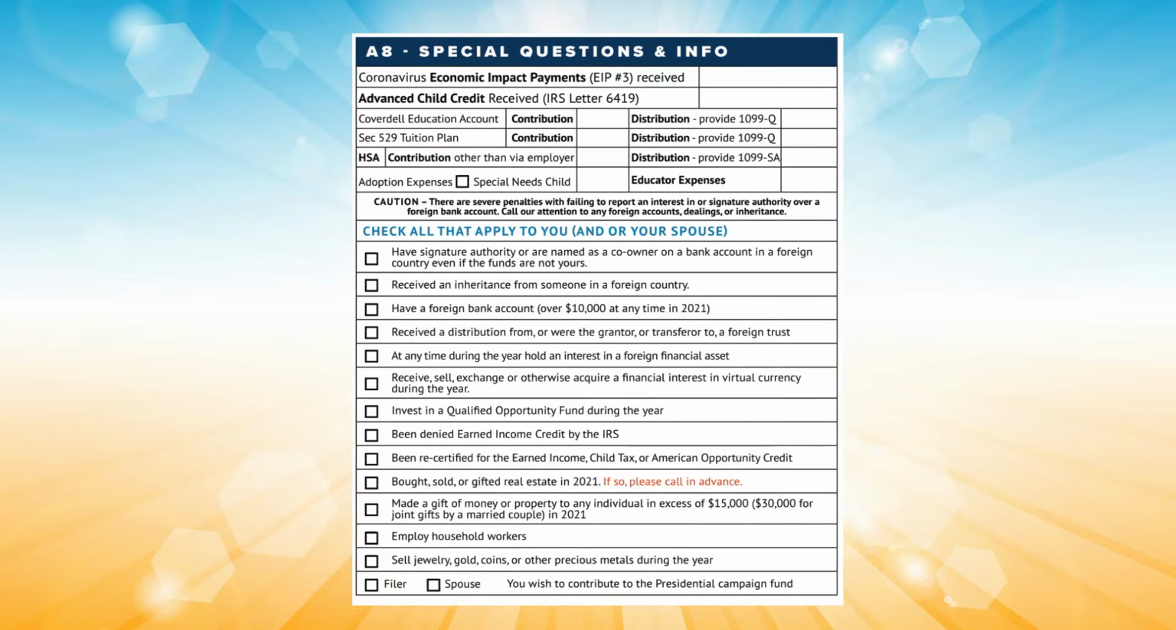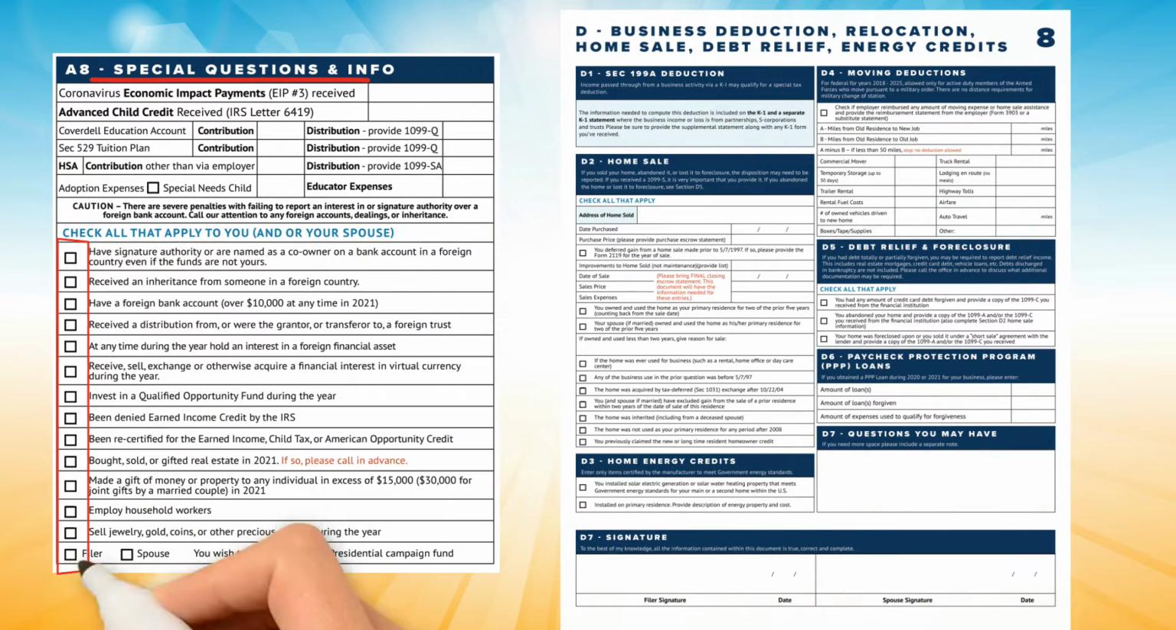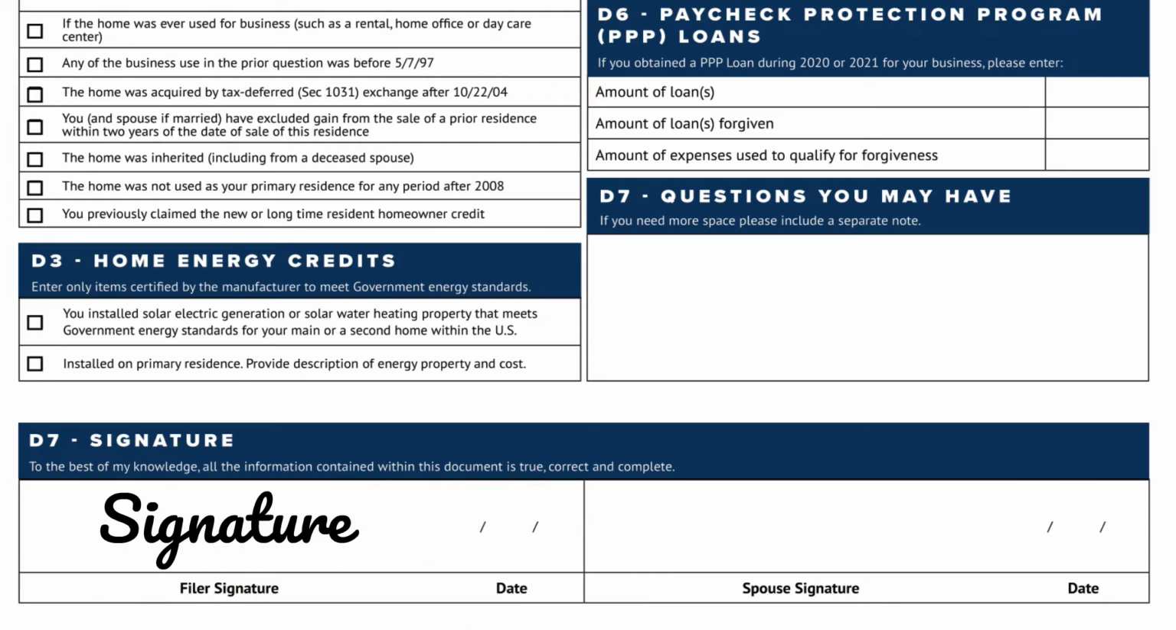Finally, please make sure you go through the special questions in Section B on page 2 and Section D on the last page. Check the box for any questions which may apply to you and provide the necessary additional documentation requested. And don't forget to sign the bottom line on page 8.